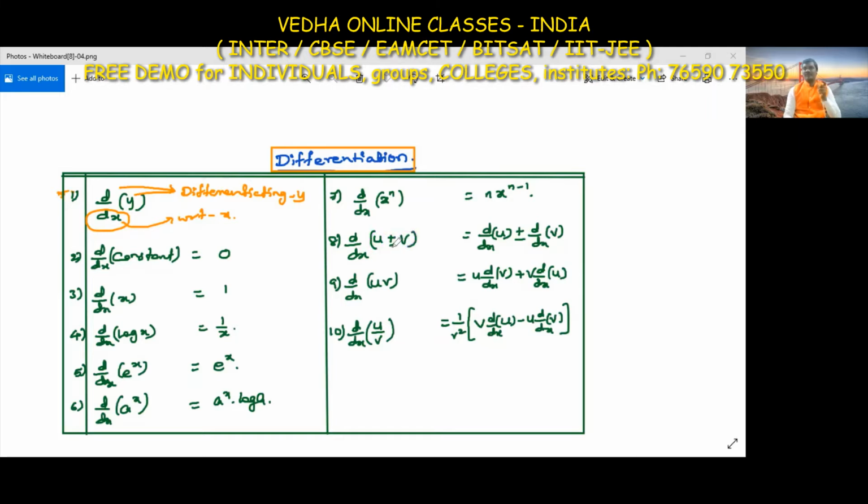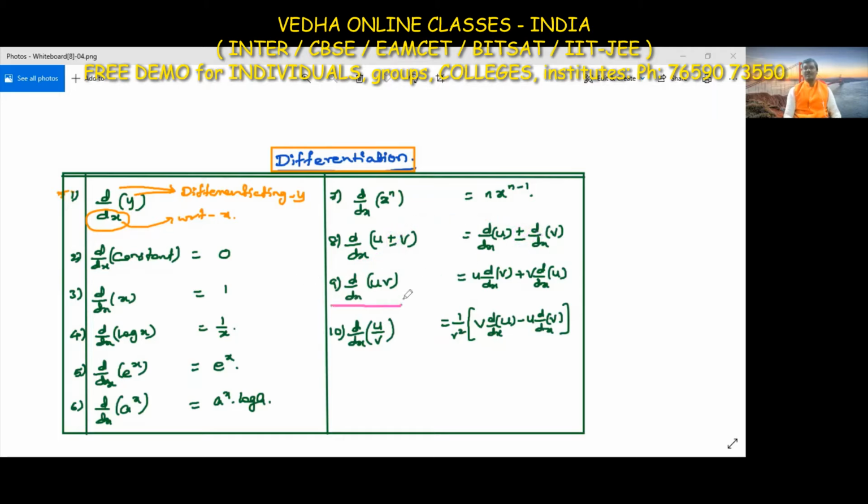In between the two functions, when we have addition or subtraction, we just separate the derivative for the first function and the second function. D by dx of u plus or minus d by dx of v. If you have plus, we write plus in the middle. If you have minus, we write minus in the middle.